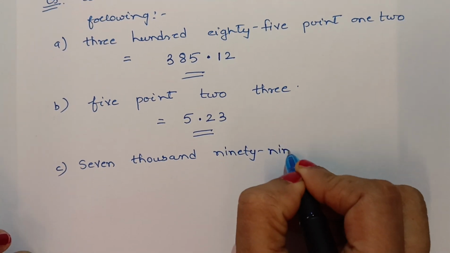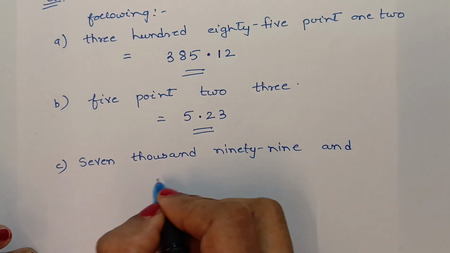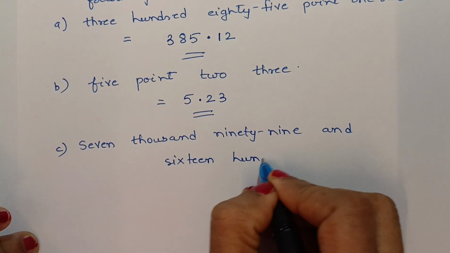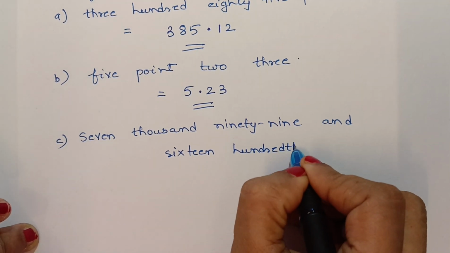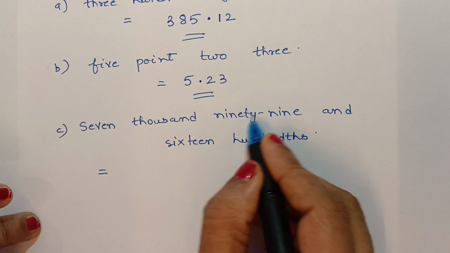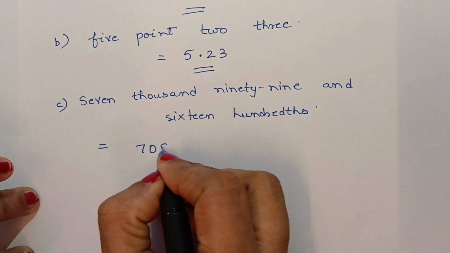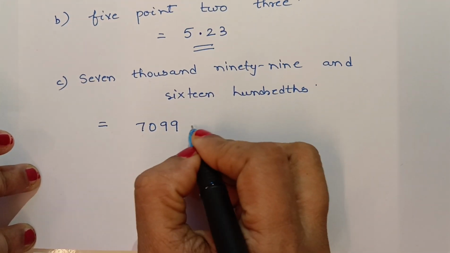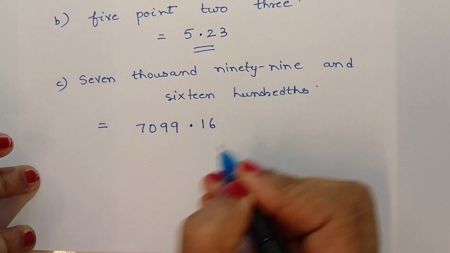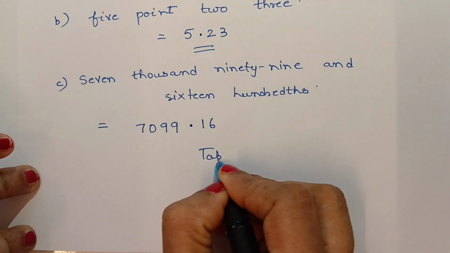7,099 and 16 hundredth. So how will you write? 7,099, decimal point, 1600. So you know the table, right?